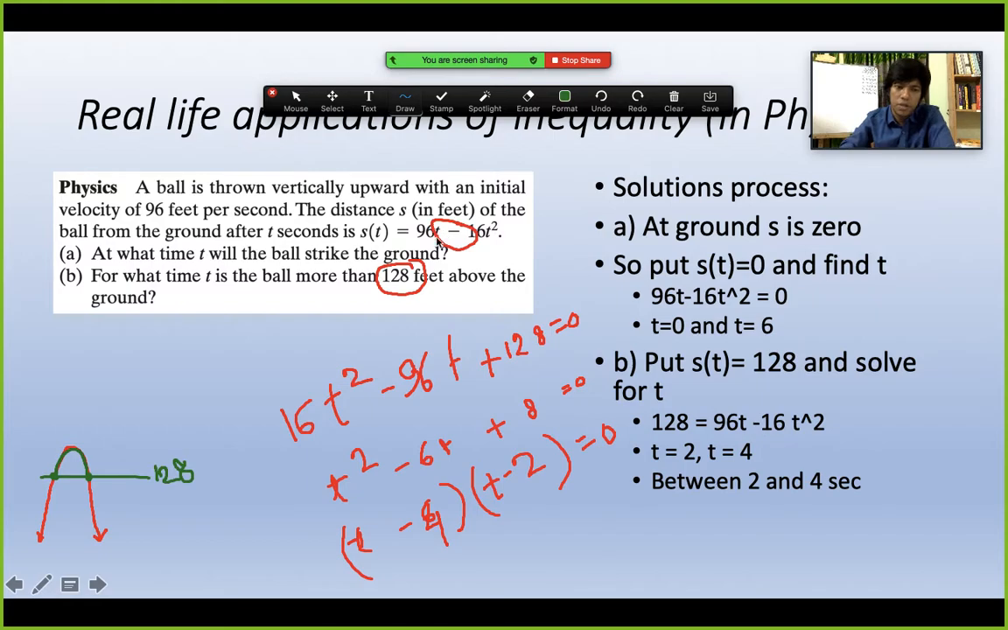Physically, this question actually means this. This is the 2 second mark, and this is the 4 second mark. That means above 128 feet, the ball stays there from one specific time to another. Of course, you will ask, is it always 128? No. Maybe it is 130, maybe 140, maybe 150. It can be many different values, but whatever it is, the value is more than 128. Of course, you will not need to draw this graph, but this is what it means.